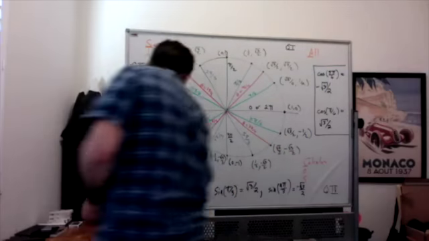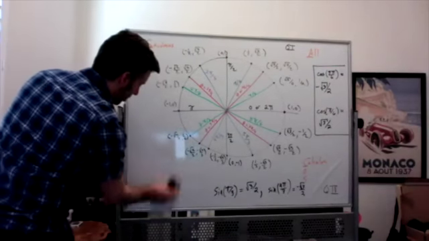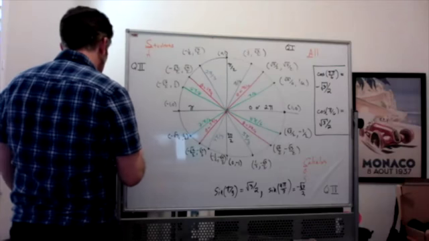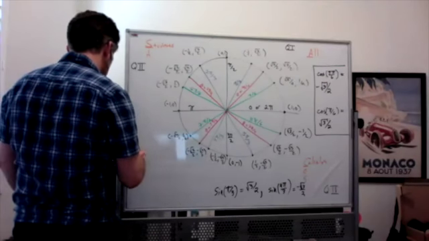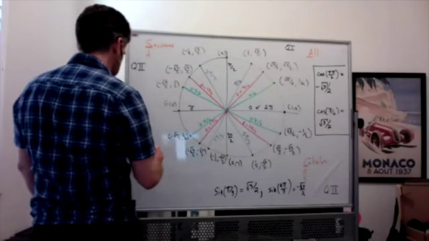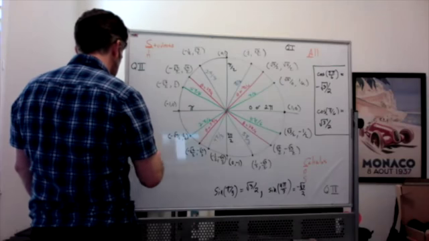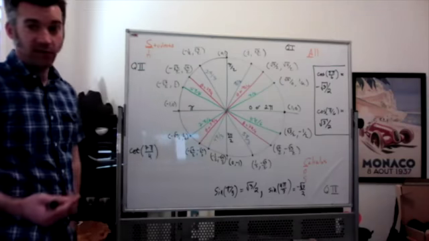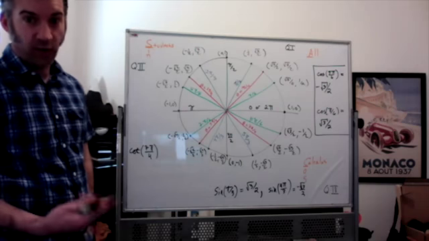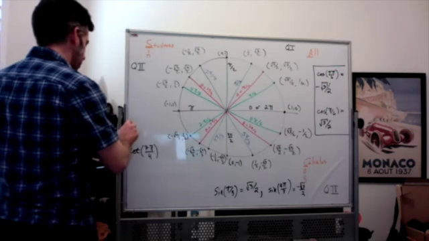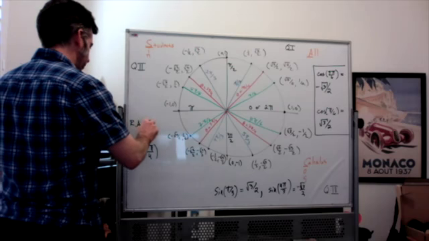So one more example, over here. Let's say I want to find cotangent of, let's do 7 pi over 4. Okay, 7 pi over 4 has a reference angle of pi over 4.